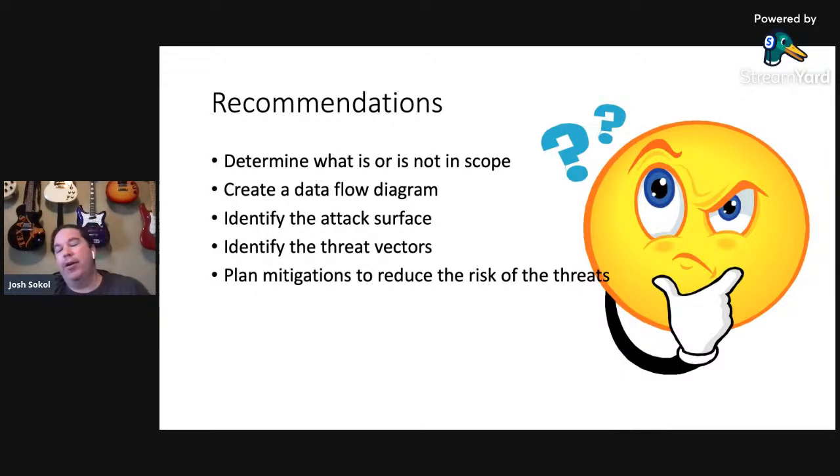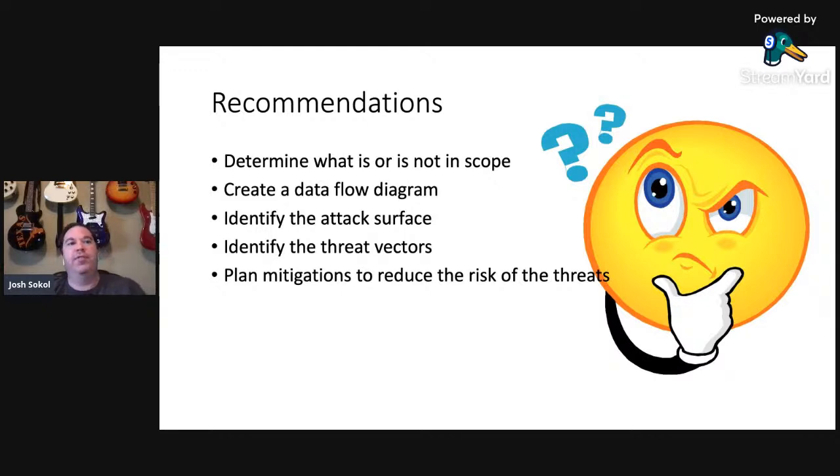The next one is data flow diagram. If you can look at how data is flowing between your different systems, that's going to give you the ability to really understand the environment as a whole. Once you understand how data is flowing, then you know where you can and can't stop data, what kind of controls you can put in place. From there, you can identify the attack surface.